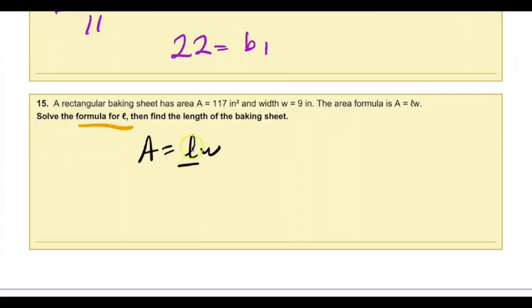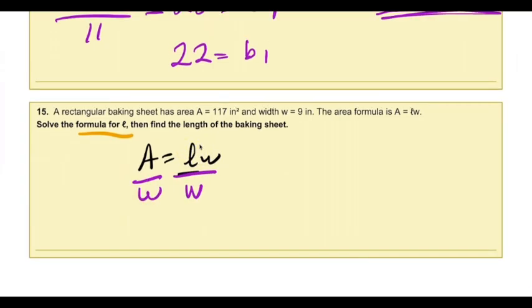Well, L and W are being multiplied because they're right next to each other. So what's the opposite of multiplying? Dividing. Let's divide both sides by W. And then we're going to get, let's cancel out, A over W equals L. So that is our formula.